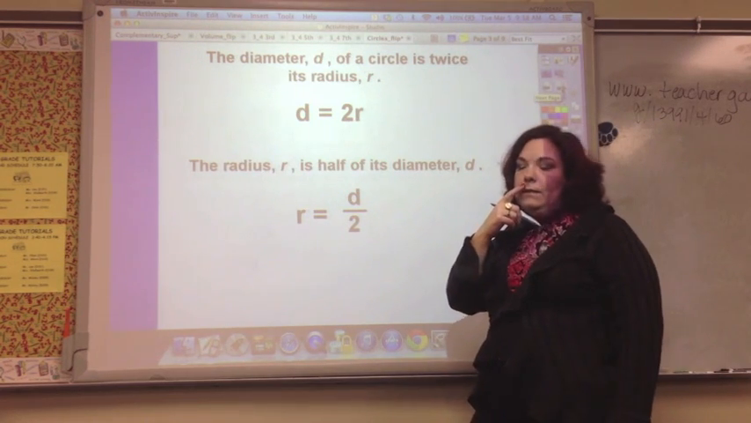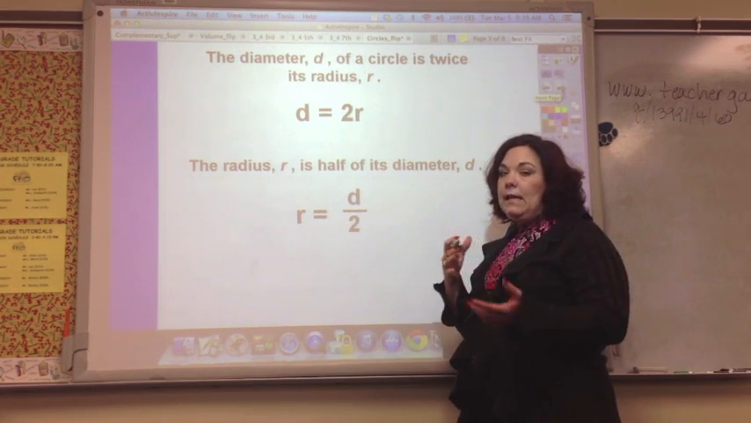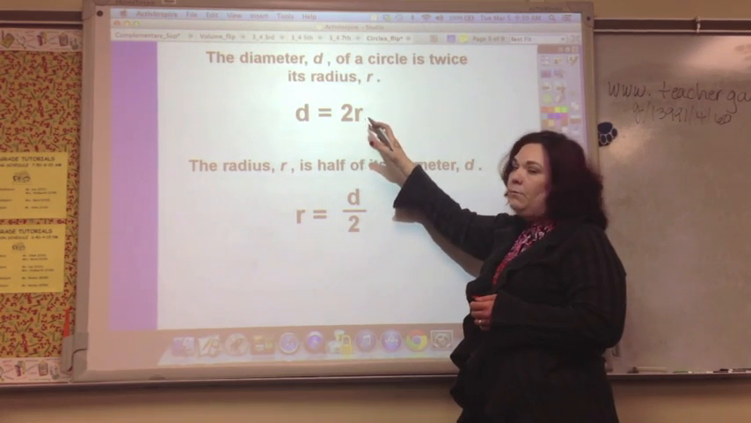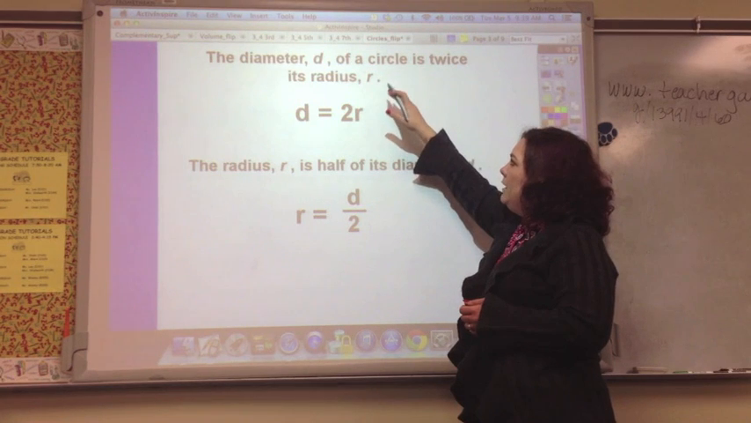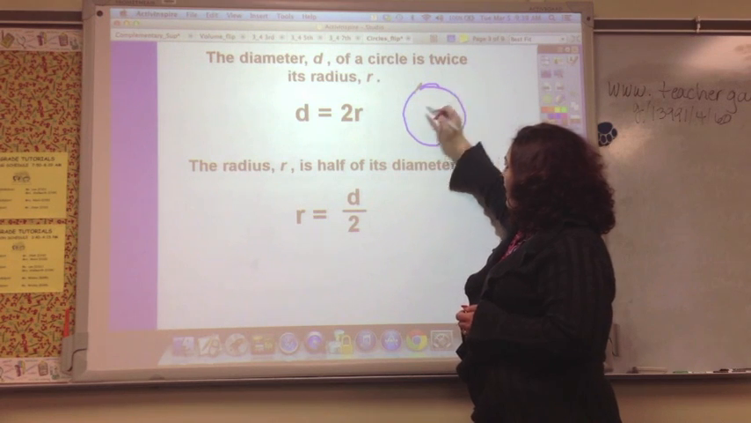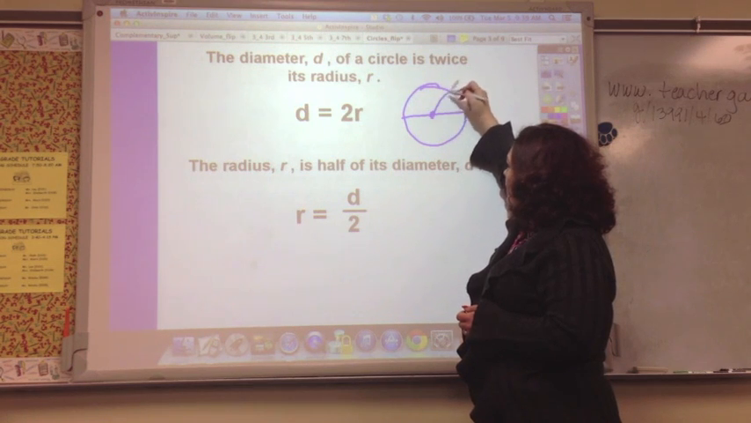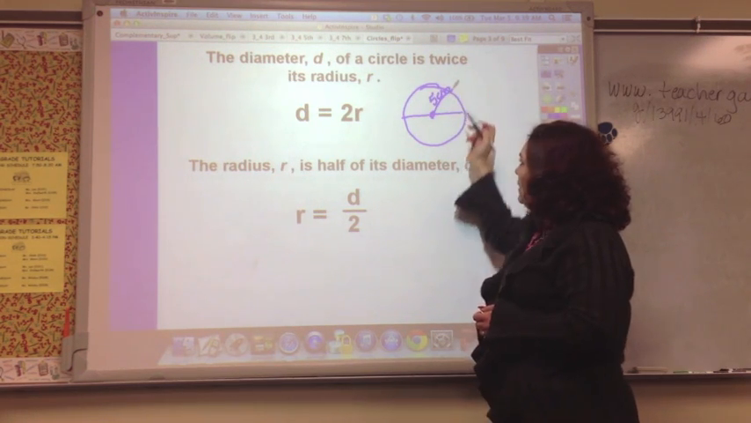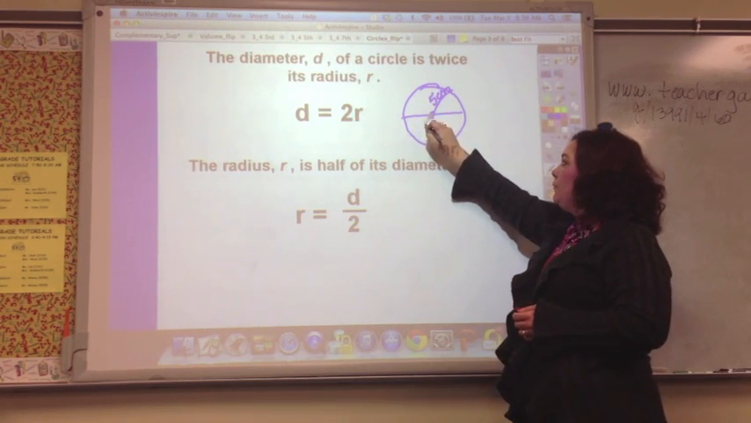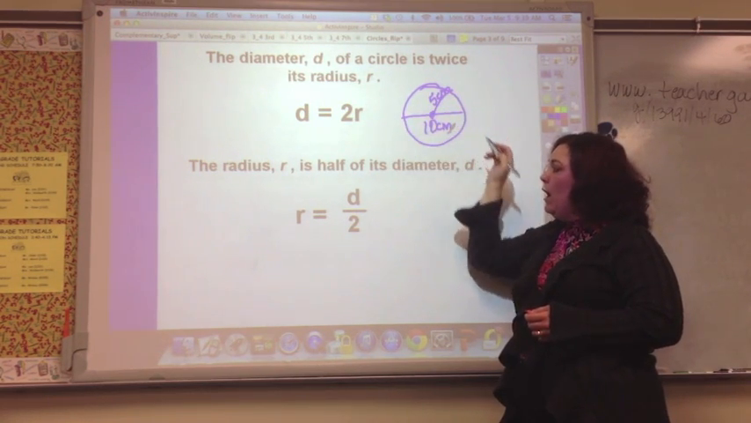There are formulas, but if you just understand what a diameter is and what a radius is, it'll make sense how you convert from one to the other. It says the diameter of a circle is twice the radius. So if you think about a circle and you think about the diameter, and if I tell you that the radius is 5 centimeters, then the diameter is 5 plus 5, or 5 times 2, which is 10 centimeters. So the radius is half, and the diameter is twice.